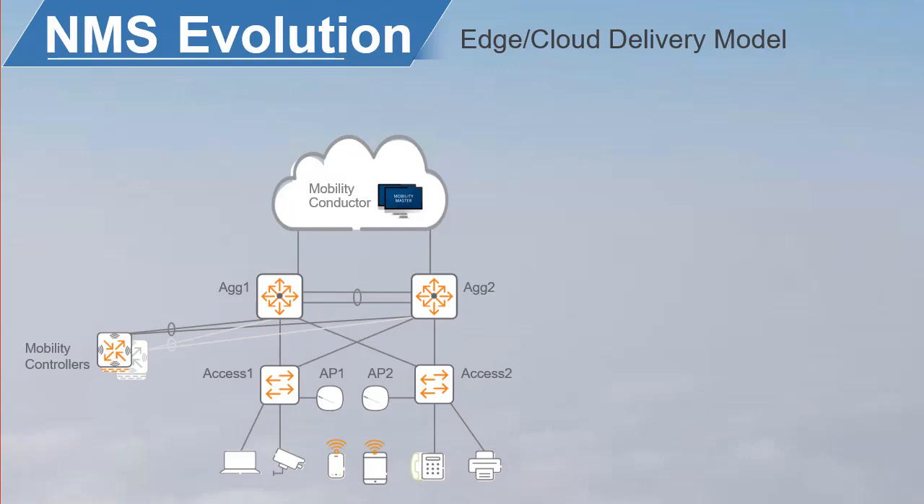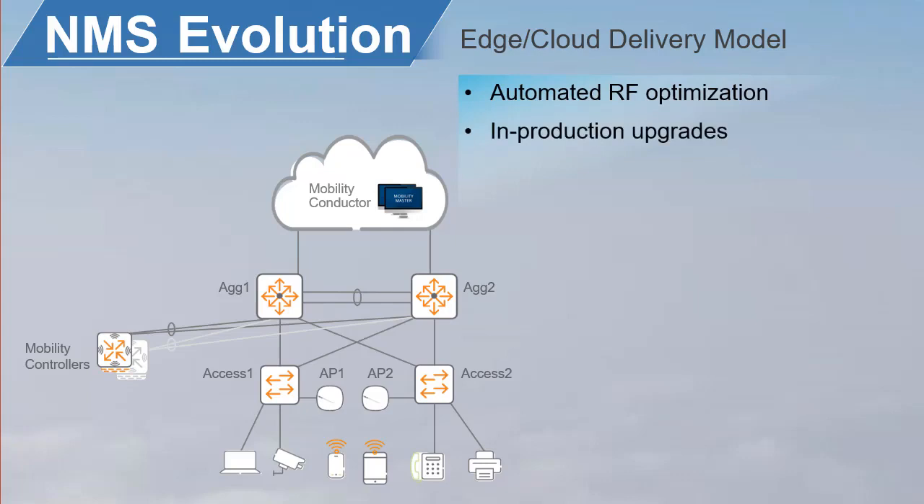Aruba has been working towards moving all their service functions into an edge cloud delivery model. By doing this, they can deliver services ranging from automated RF planning and optimization, in-production upgrade service, and energy-saving services, contact tracing, and more.